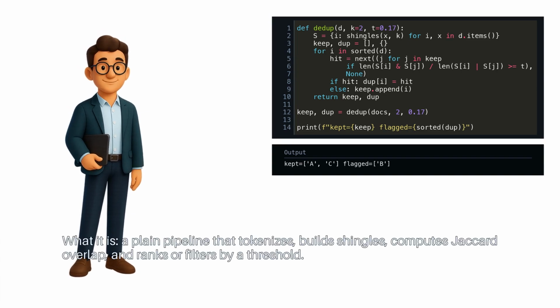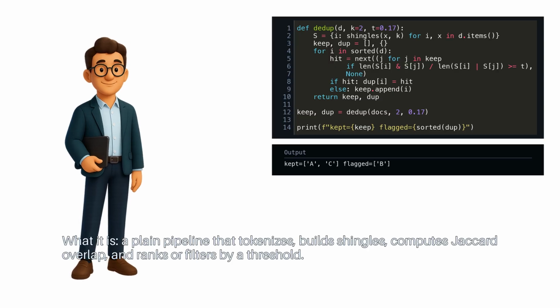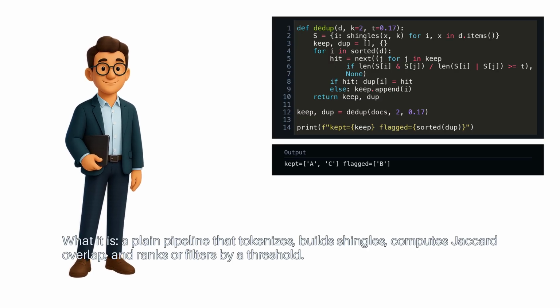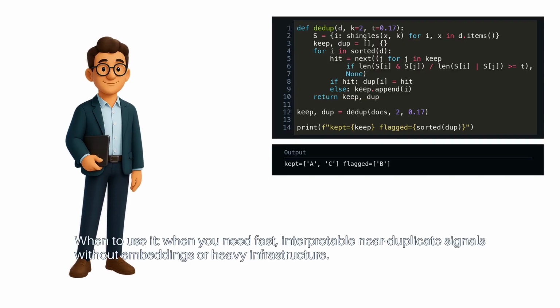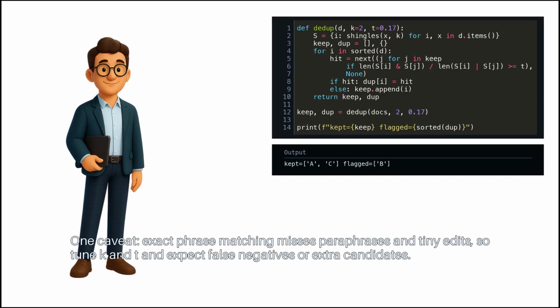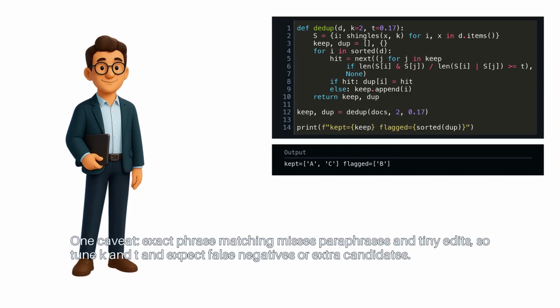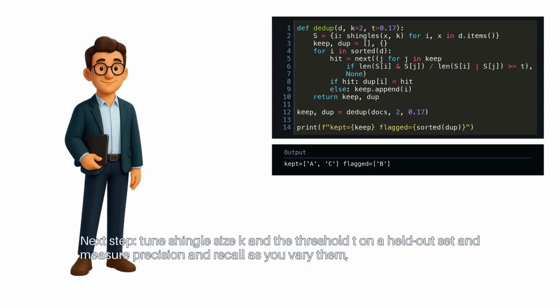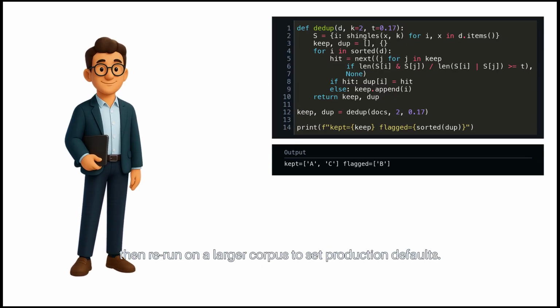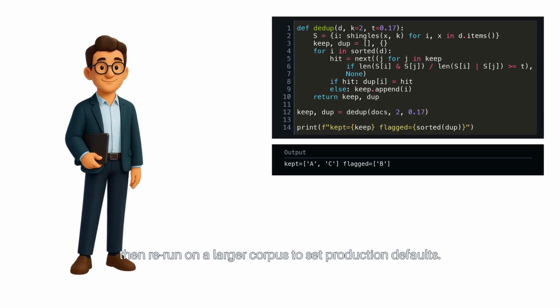Recap what it is: a plain pipeline that tokenizes, builds shingles, computes Jaccard overlap, and ranks or filters by a threshold. When to use it: when you need fast, interpretable near-duplicate signals without embeddings or heavy infrastructure. One caveat: exact phrase matching misses paraphrases and tiny edits. So tune k and T and expect false negatives or extra candidates. Next step: tune shingle size k and the threshold T on a held-out set and measure precision and recall as you vary them. Then rerun on a larger corpus to set production defaults.